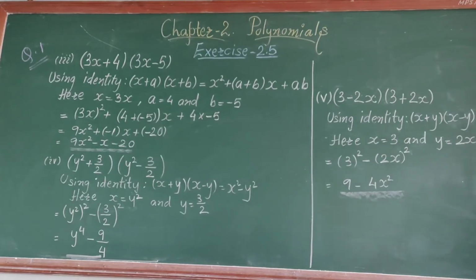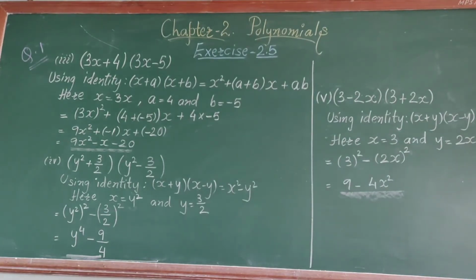So again, we can use here the identity number 3, because one bracket is having the sign of minus and another bracket is having the sign of plus. So we use the identity x plus y into x minus y equal to x square minus y square. Here when we compare the value of x is 3 and value of y is given as 2x. We insert the values, that is 3 square minus 2x whole square. Now square of 3 is 9 and square of 2x is 2 2s are 4 and x square is x square. So we get the answer 9 minus 4x square.